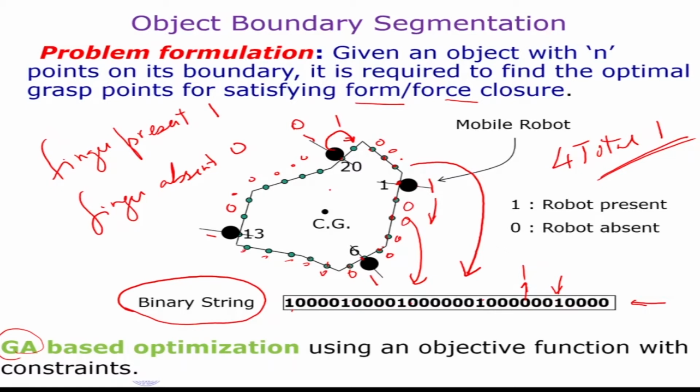So there is always going to be 4 fingers present. What the GA would essentially do is switch those bits, and that essentially means, in the physical system, changing where the fingertip is present now. That is equivalent to saying that I am placing my fingertip at different points on that object.